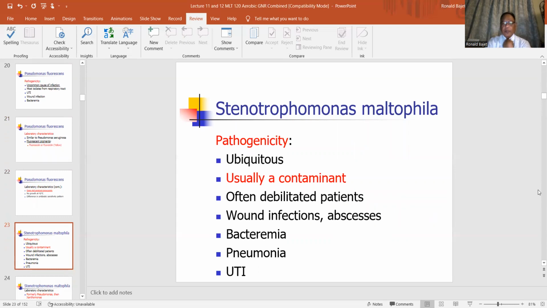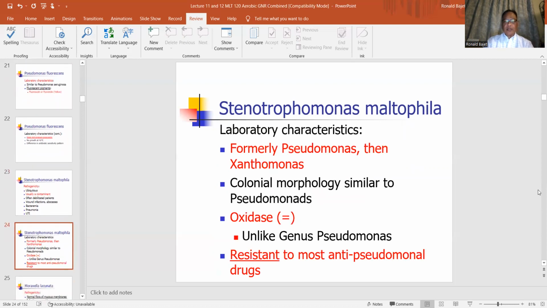Stenotrophomonas maltophilia, a long time ago known as Pseudomonas maltophilia, can be problematic because it's an MDRO, a multiple drug resistant organism. It's not difficult to grow, but difficult to treat because it's hard to find antibiotics to treat it. It's kind of like MRSA. But if you do find it, it can be a contaminant. It's found in debilitated patients, wound infections, bacteremia, pneumonia, and urinary tract infections.